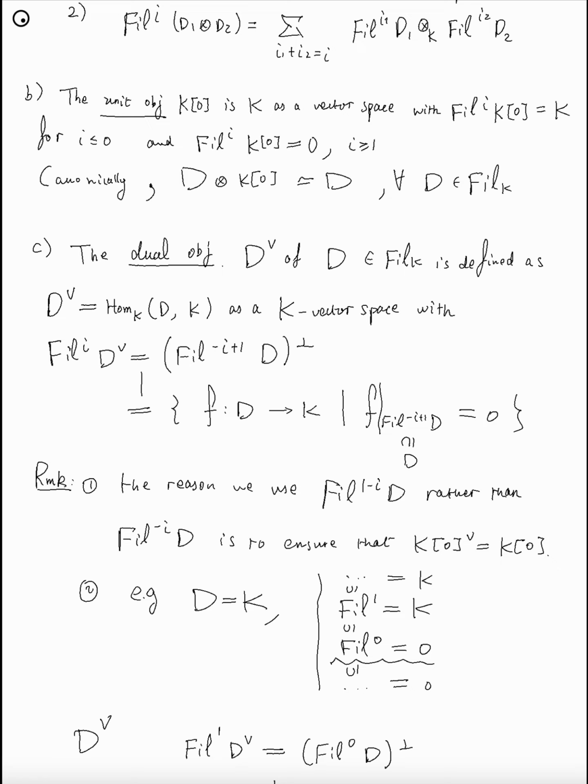Wait, am I making a mistake on direction? So generally for filtration, when you're increasing your index, you're becoming smaller, right? Which means I should do this. So field 0, field 1, field 2, field 3, etc.